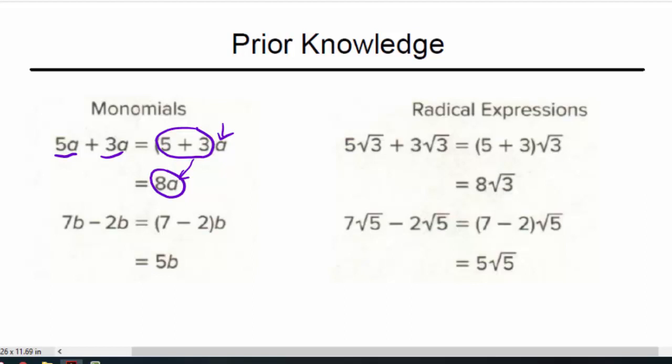We can do the same thing with subtraction, so these have a common b, so you factor the b out. Now you can do 7 minus 2 and get the 5 and multiply it back with the b. When we do radical expressions, it's exactly the same. We've got a radical 3 and a radical 3, which makes them like terms. So we factor that radical 3 out, so we can now add the 5 and 3 and get 8 radical 3. And likewise down here for subtraction, we take the radical 5 outside, we factor it out, then we have 7 minus 2 inside, and we just multiply it back by the radical 5. So you don't actually add or subtract the radicals themselves, you treat them like variables.